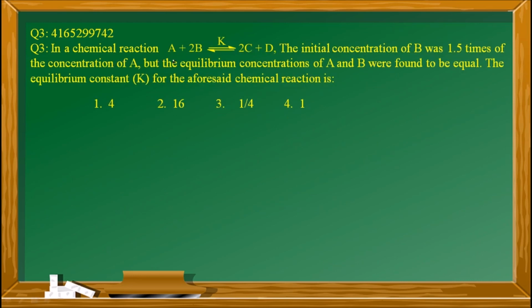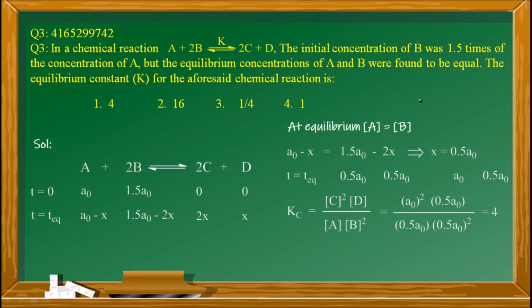Next, question number 3. In a chemical reaction, A plus 2B gives 2C plus D. The initial concentration of B was 1.5 times the concentration of A, but the equilibrium concentrations of A and B were found to be equal. The equilibrium constant, that is K, for the aforesaid chemical reaction is, what is the answer? Yes friends, it is given that A plus 2B equal to 2C plus D. At 0 time, let us assume A equals A0, B is 1.5 A0, and the products are 0, 0. At equilibrium, let us say X amount is formed. The concentration of A is A0 minus X, B is 1.5 A0 minus 2X, C is 2X, and D is X amount. Just substituting all these values and calculating, what are you going to get? Yes friends, 4, that is option number 1 is the correct option friends.